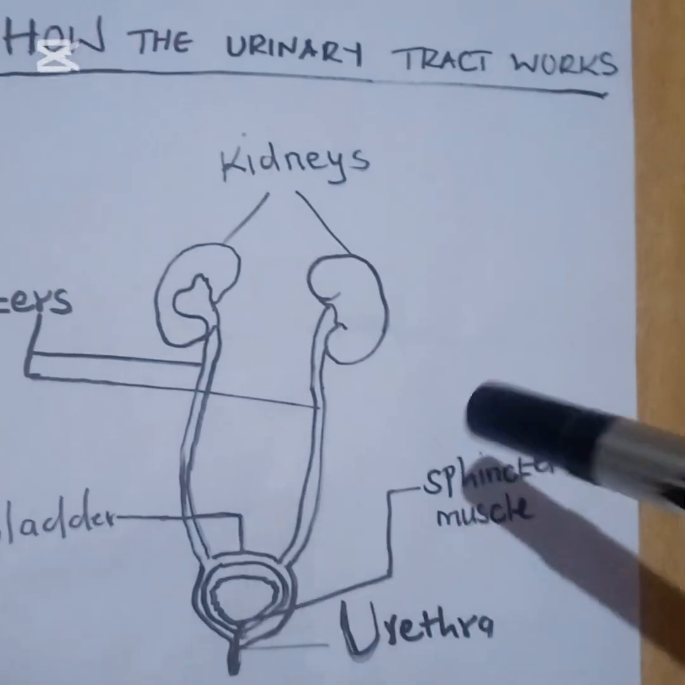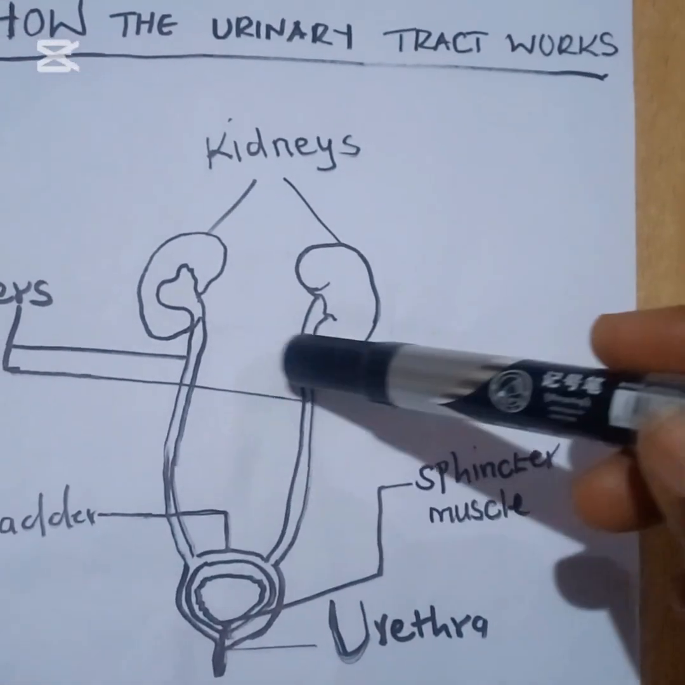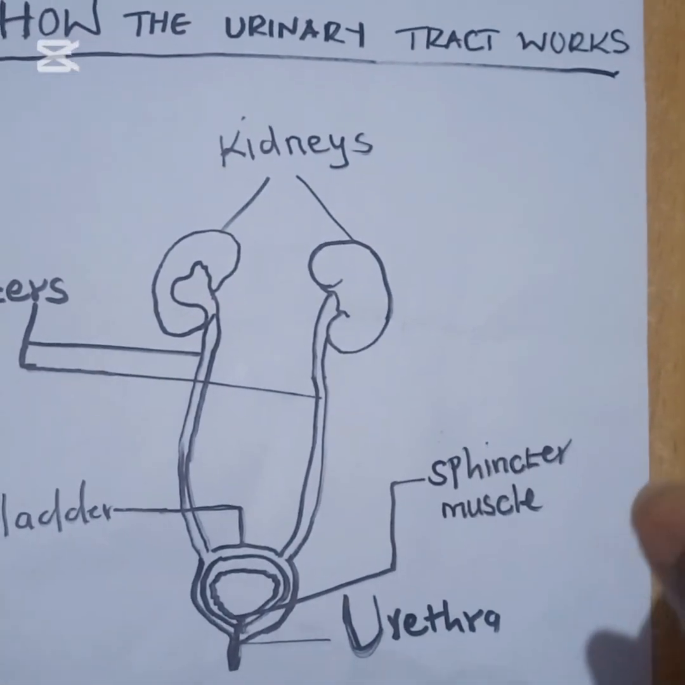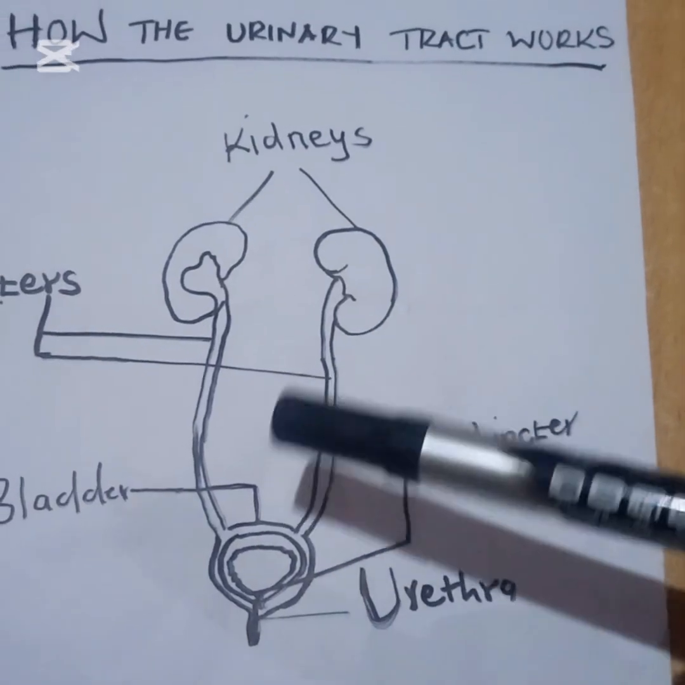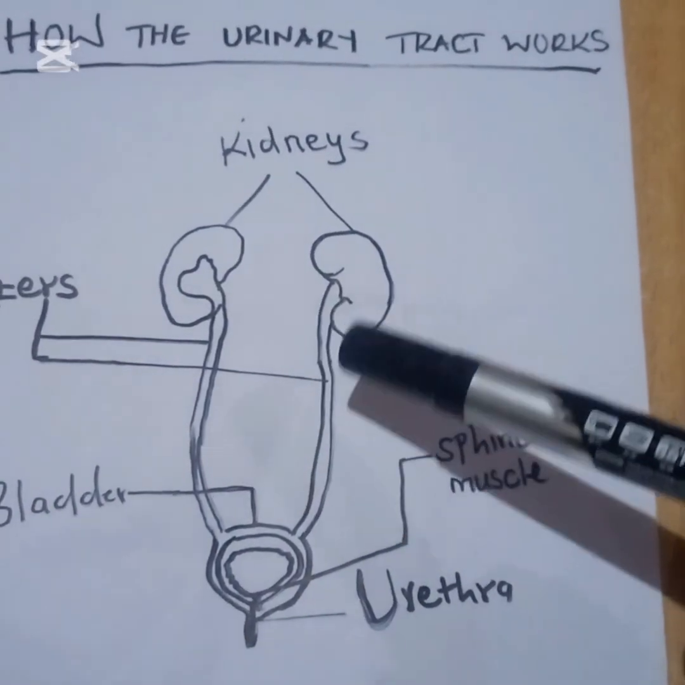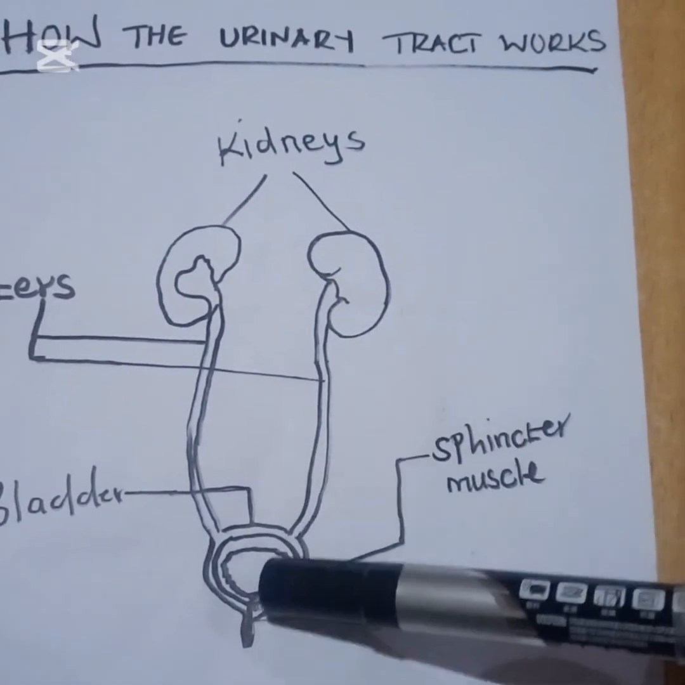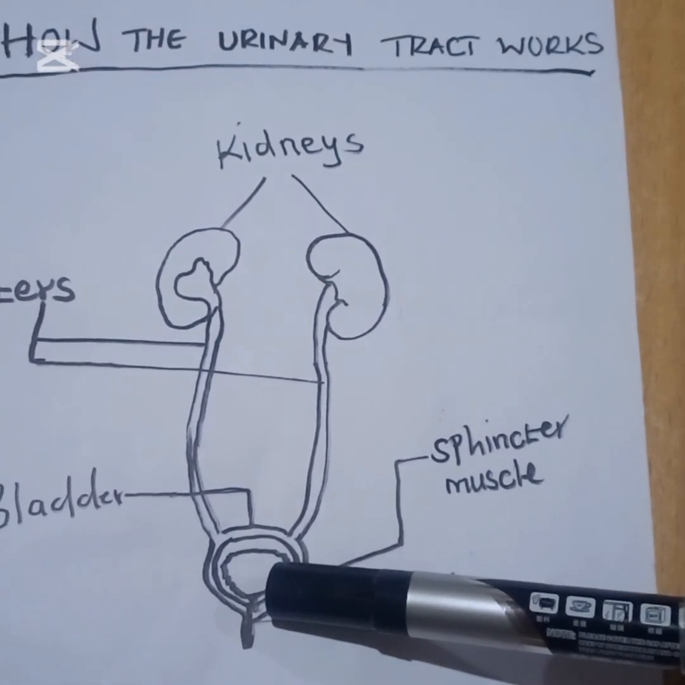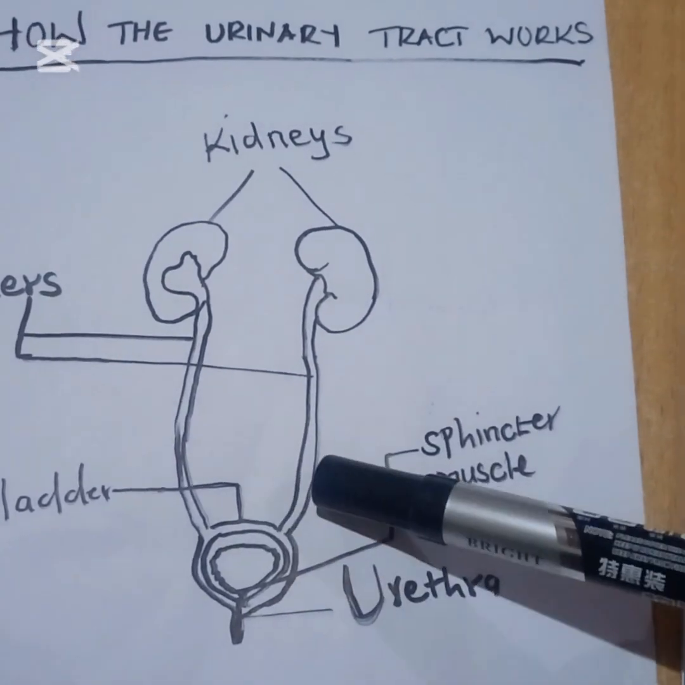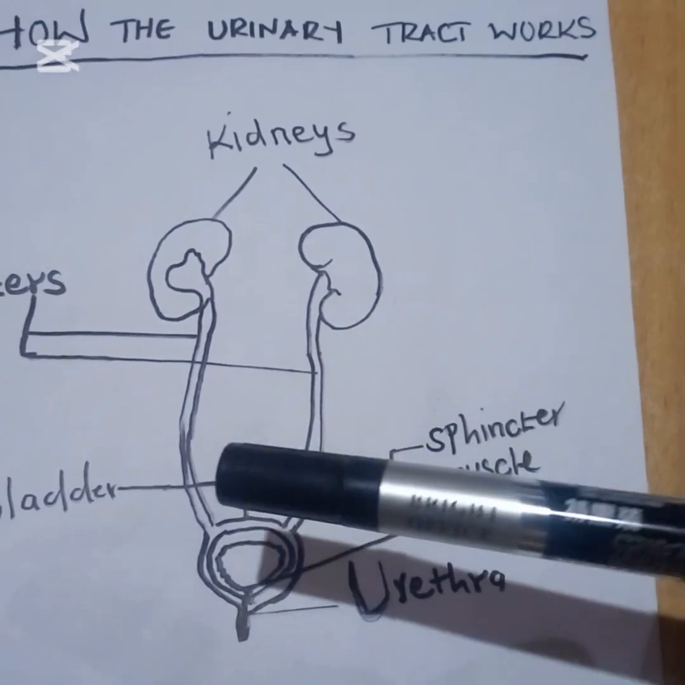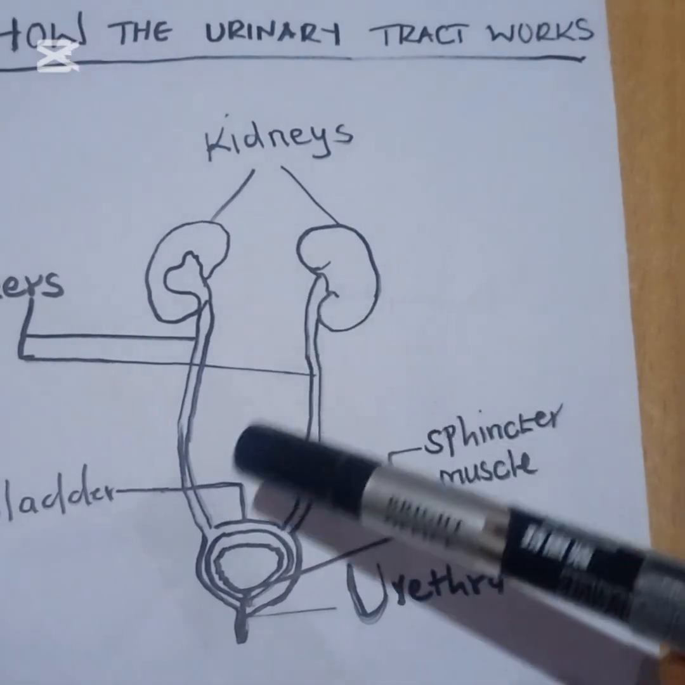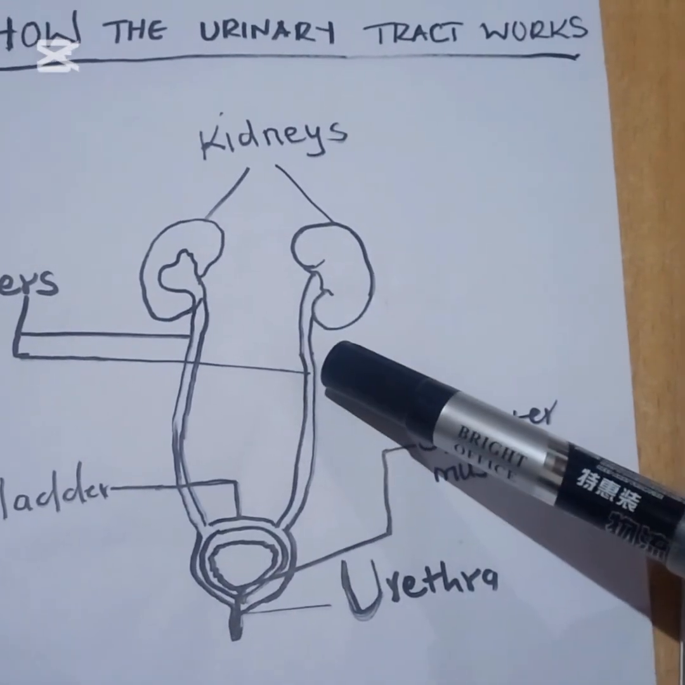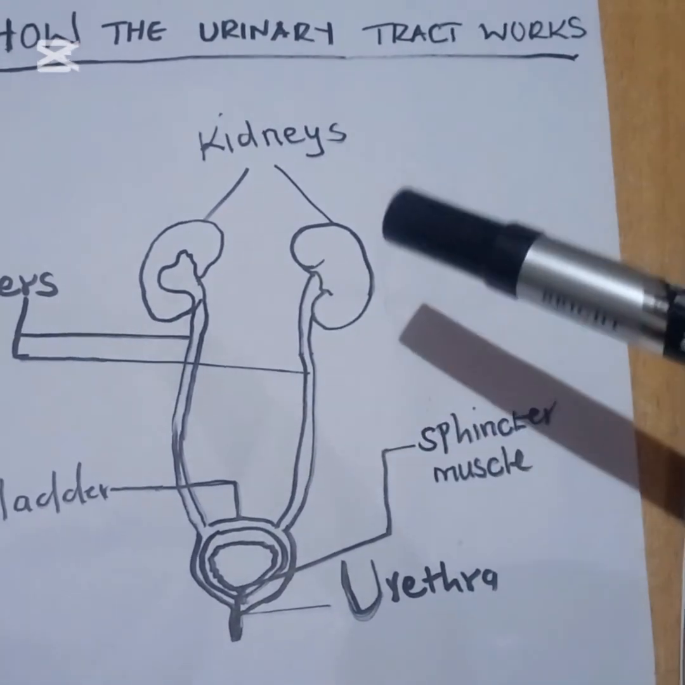What is the function of the two ureters? This is where the urine travels down and empties into the bladder. The outflow is controlled by valves that prevent urine from returning up the ureters.